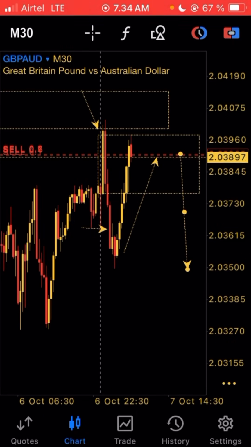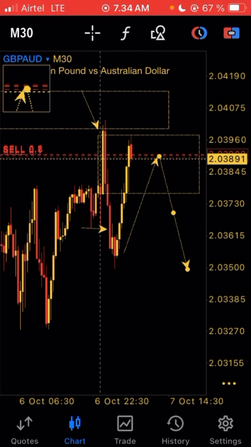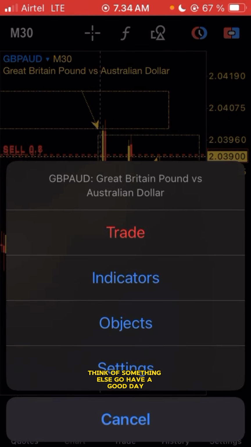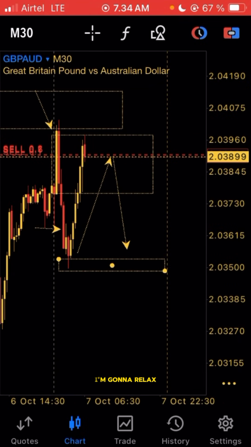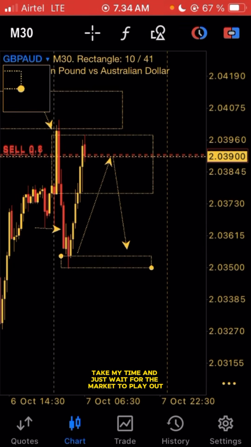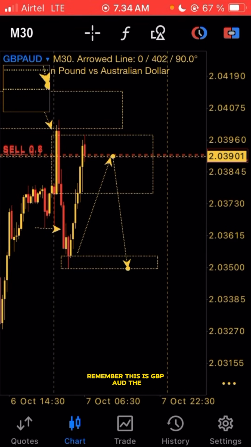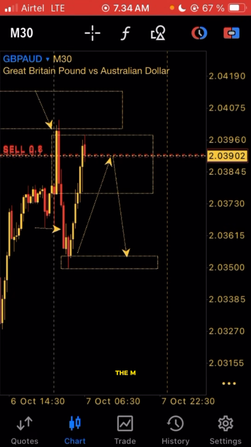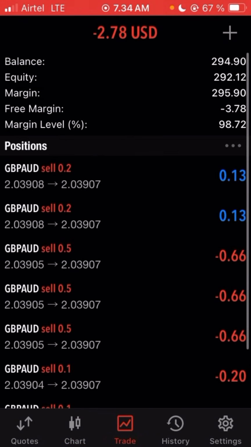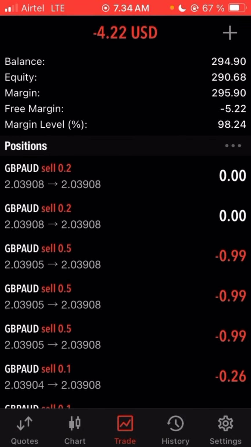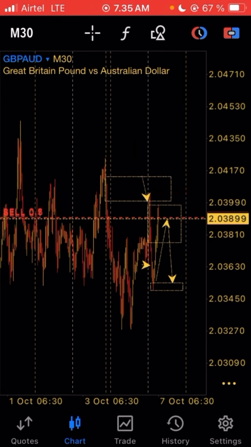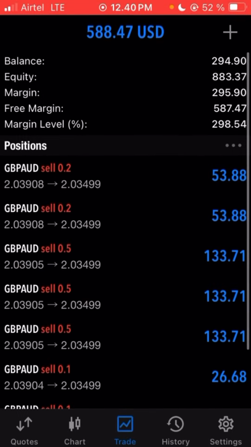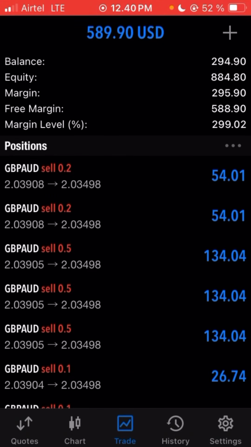Now, all I need to do is to get off the chart, think of something else, go have a good day. Of course, I'm not gonna just do that. I'm gonna relax, take my time, and just wait for the market to play out. Remember, this is GBP AUD. The market is not that fast compared to GBP USD and GBP JPY. So I'm not gonna be having too much to focus on. I just need to wait a little bit, or for as long as possible, and then get this $500, which is showing right now.